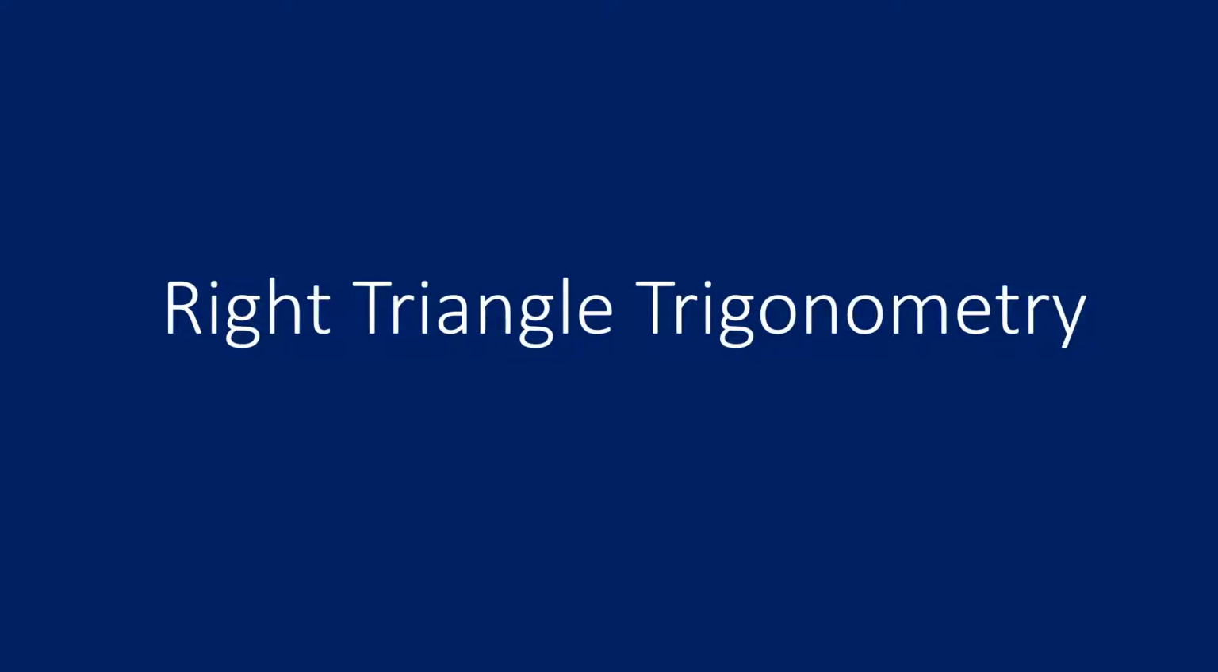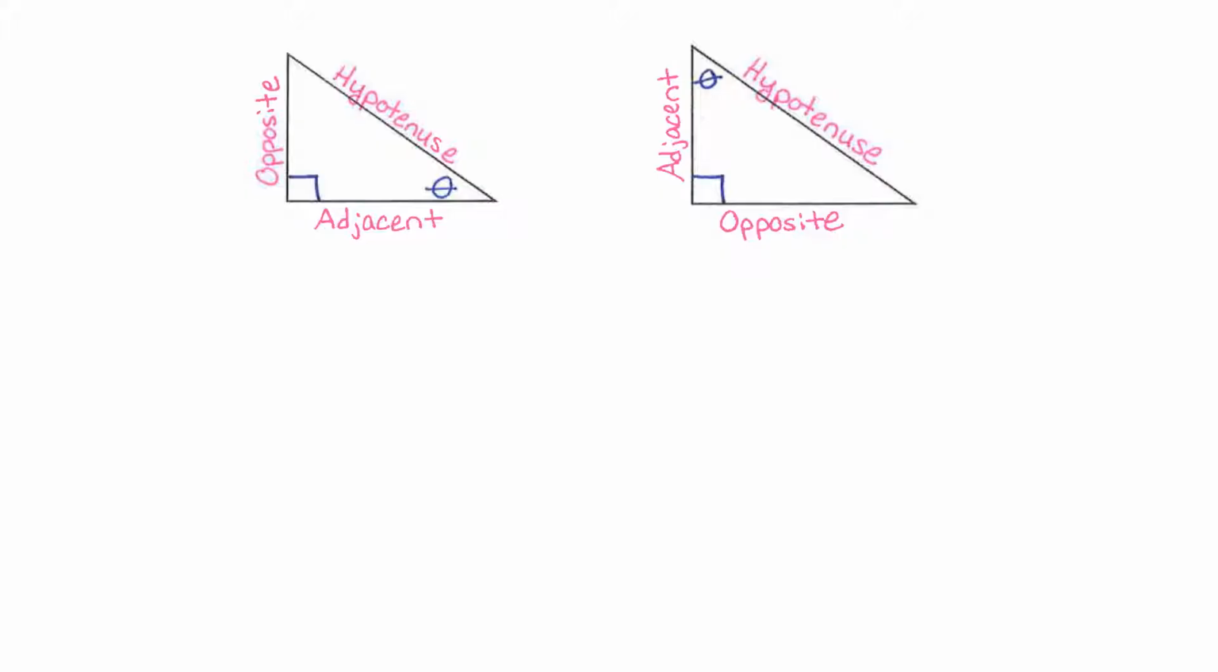In this section, we will discuss right triangle trigonometry. So to begin, when you're given a right triangle, you have a 90-degree angle. And the side opposite the 90-degree angle is always called the hypotenuse. Now, depending on where you place your other angle that we're going to call theta, you will have a side called the opposite side and the adjacent side.